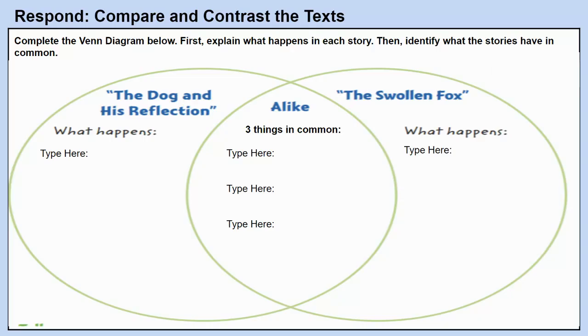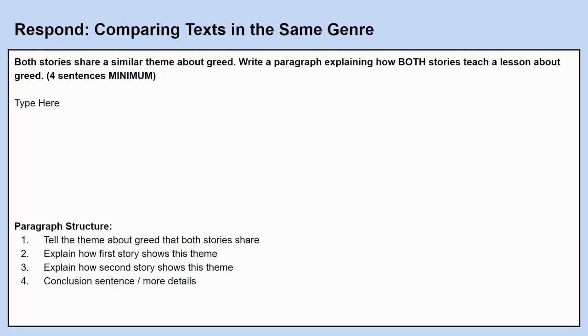You'll come to a chart very similar to the one you completed yesterday. For each of the stories, you will identify and type what happened in the story, and then you will pick out 3 things that both of the stories had in common. You might think about the topic, you might think about the theme, you might think about the genre, some things that they had in common.